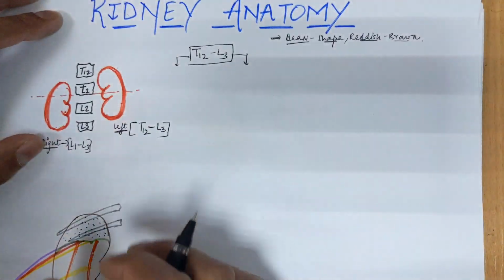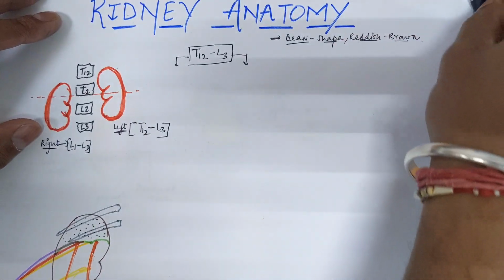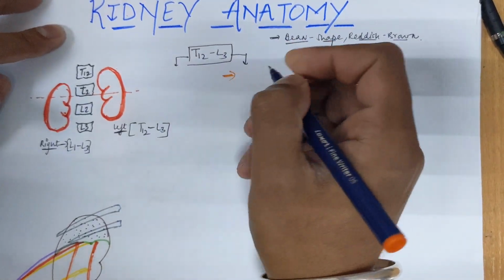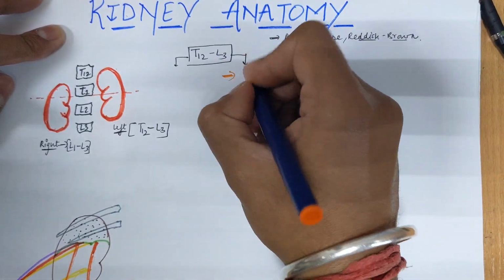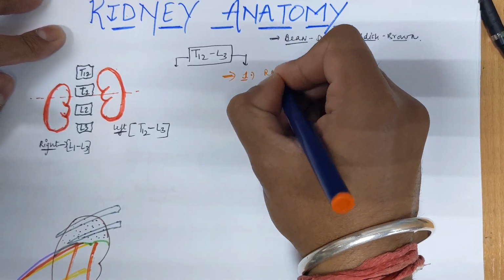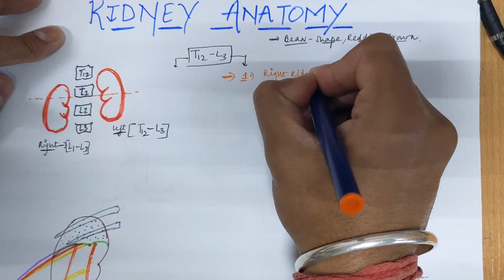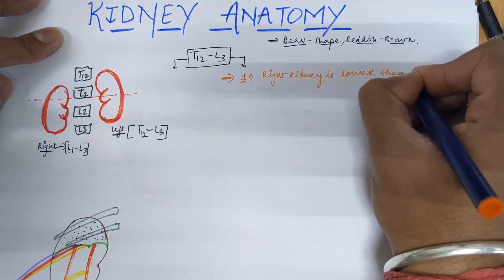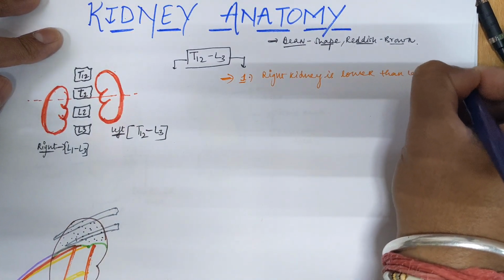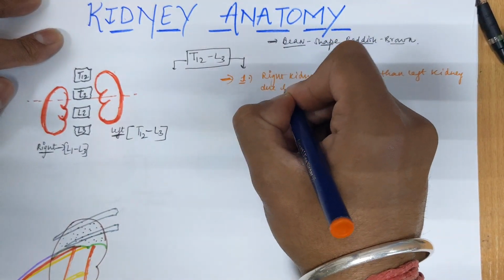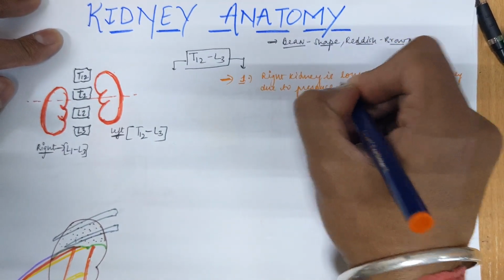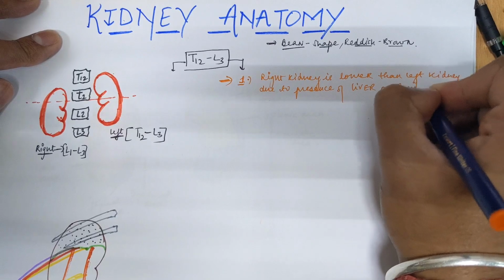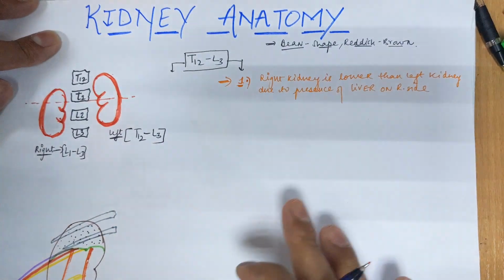And the reason why the right kidney is lower is the presence of the liver on the right side. So the first point is that the right kidney is lower than the left kidney due to the presence of the liver on the right side. Clear? This is the main reason why the location is different.